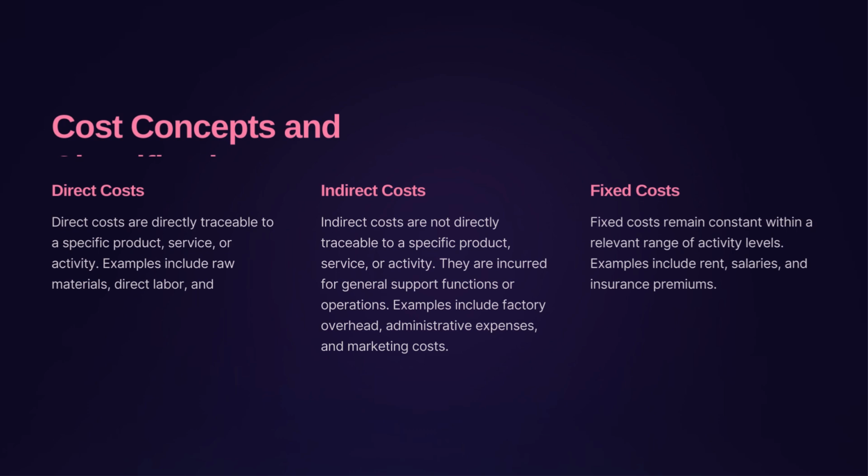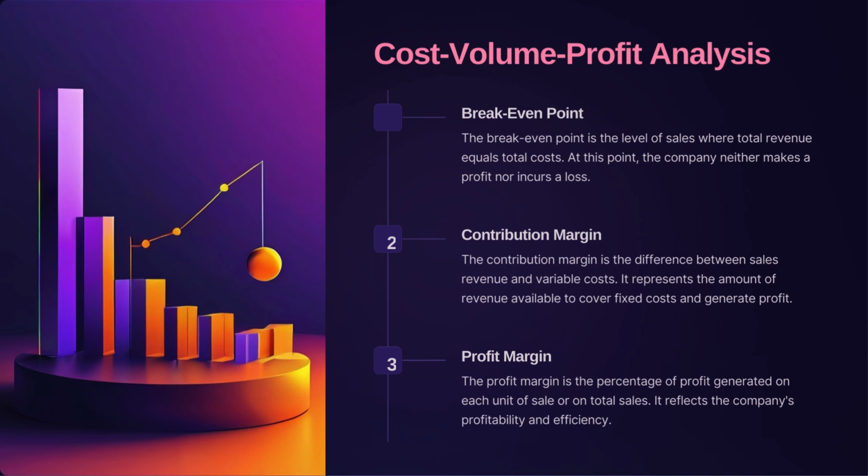Fixed costs. Fixed costs remain constant within a relevant range of activity levels. Examples include rent, salaries, and insurance premiums. Cost volume profit analysis. Break-even point. The break-even point is the level of sales where total revenue equals total costs. At this point, the company neither makes a profit nor incurs a loss.